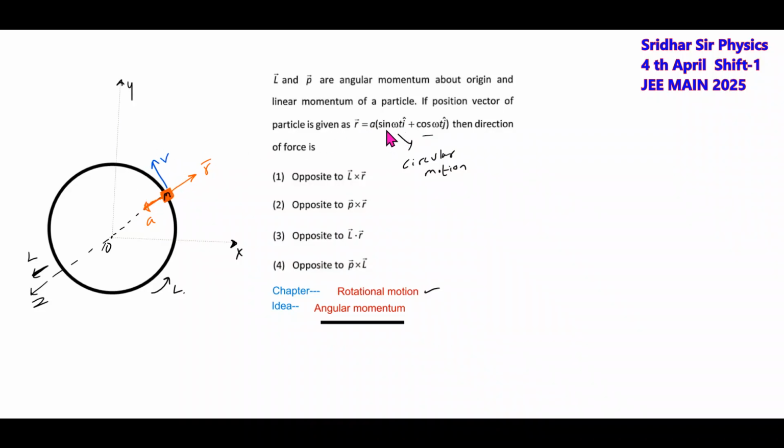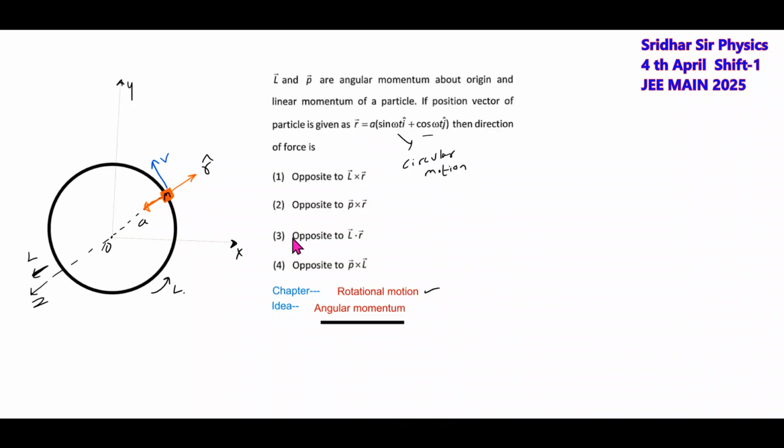How can you say that? The radius will be r cap actually. Take the magnitude of this: sin square omega t plus cos square omega t is 1. So r equals a. It is going to move in a circular path of radius a. Differentiate this, since it's asking about the force vector and how it will be directed.